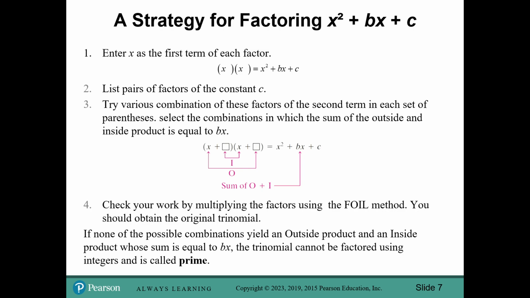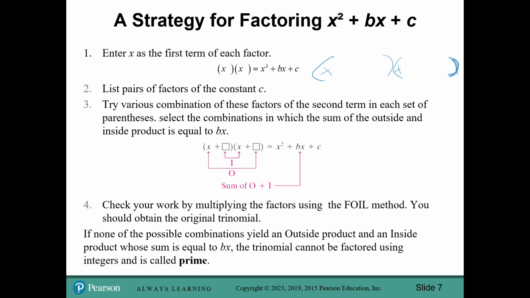When it's simple and has just a 1 in front of the x squared, so it looks like x squared plus bx plus c, we can go by this simple strategy. First, we're going to enter an x as the first term of each factor. So we're splitting this up into an x plus or minus something times an x plus or minus something. We'll see when we get to the actual numbers what that is. But essentially, breaking it up into two sets of parentheses where x is your first term in both.